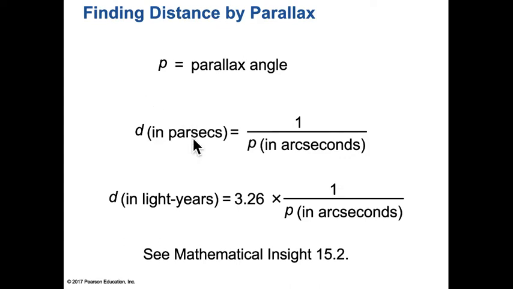And the word parsec just means parallax of 1 arc second. As an example, if p is just 1 arc second, 1 divided by 1 is 1, and so the answer would be d is 1 parsec.